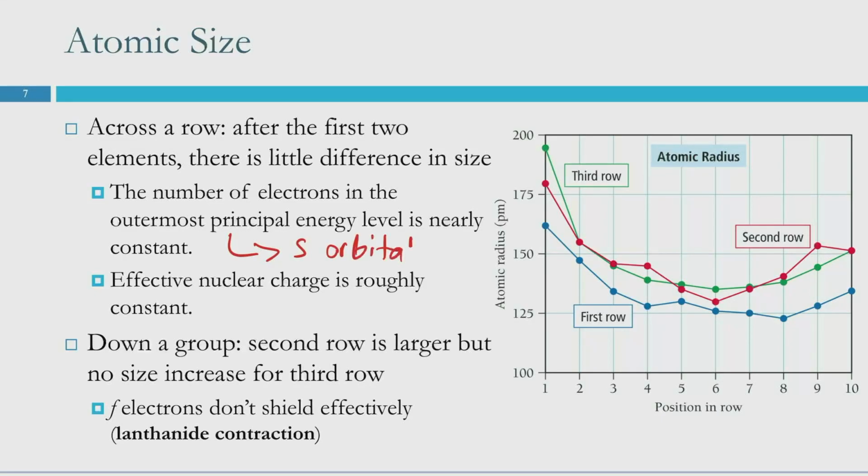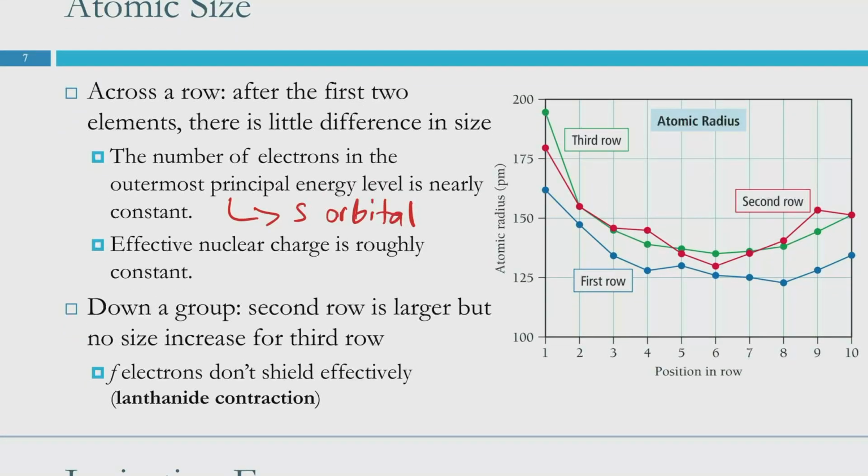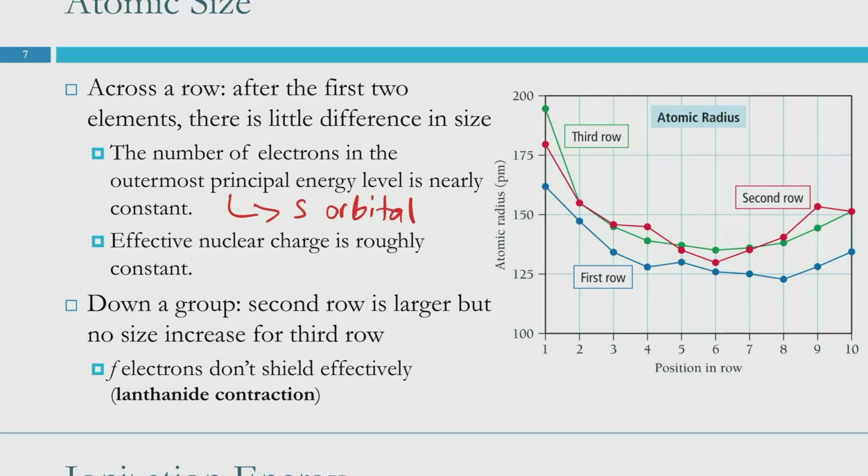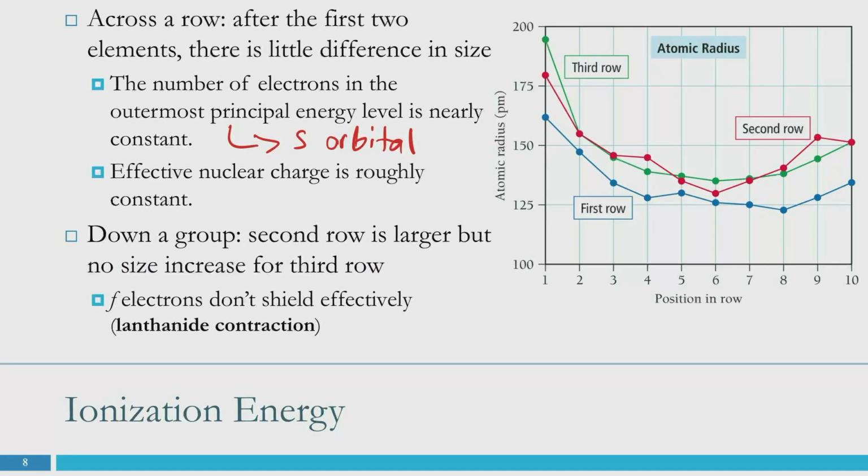So the number of electrons in the s orbital is basically constant, and so the distance from that outer shell to the nucleus is about the same the whole way through. For the first couple, though, we're adding those electrons in, and so there'll be some changes from that. The effective nuclear charge is also roughly constant. It does increase a little bit as we move left to right. Moving down a group, our second row is larger, but there's no size increase for our third row. So general trends still hold. Bigger things are on the left. Things also get bigger as you go down, but there's some big exceptions to that.